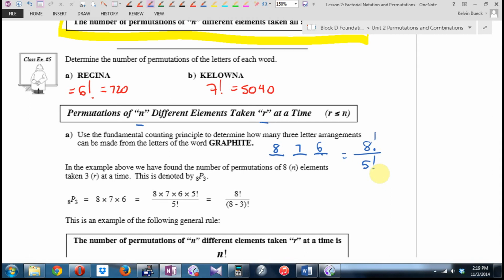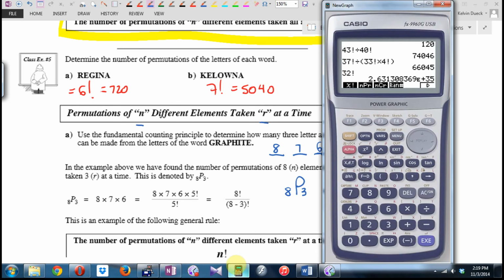In fact, this is so important, your calculator has this built in. If I am taking 8 objects and I'm permutating them 3 at a time, we write it like that. And on your calculator, it's nPr, which, hey, is right here. If I go 8, F2, 3, that will go 8 times 7 times 6. 336.